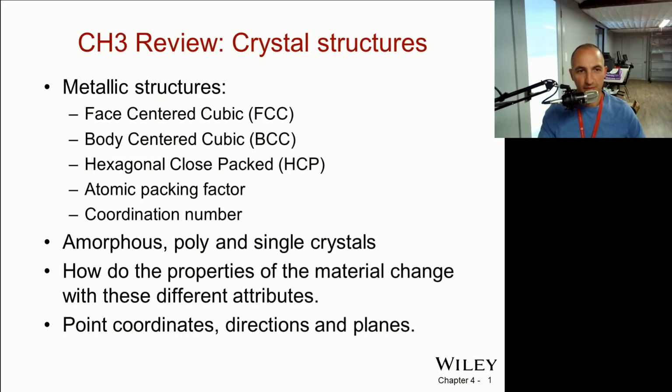So previously in Chapter 3, we discussed crystal structures. We had metallic structures, face-centered cubic, body-centered cubic, hexagonal close-packed structures, as well as atomic packing factor and coordination number. We looked at both amorphous, poly, and single crystal materials, and how the properties of the material changed with these different attributes. We also looked at point coordinates, directions, and planes. So now we're moving on to Chapter 4.